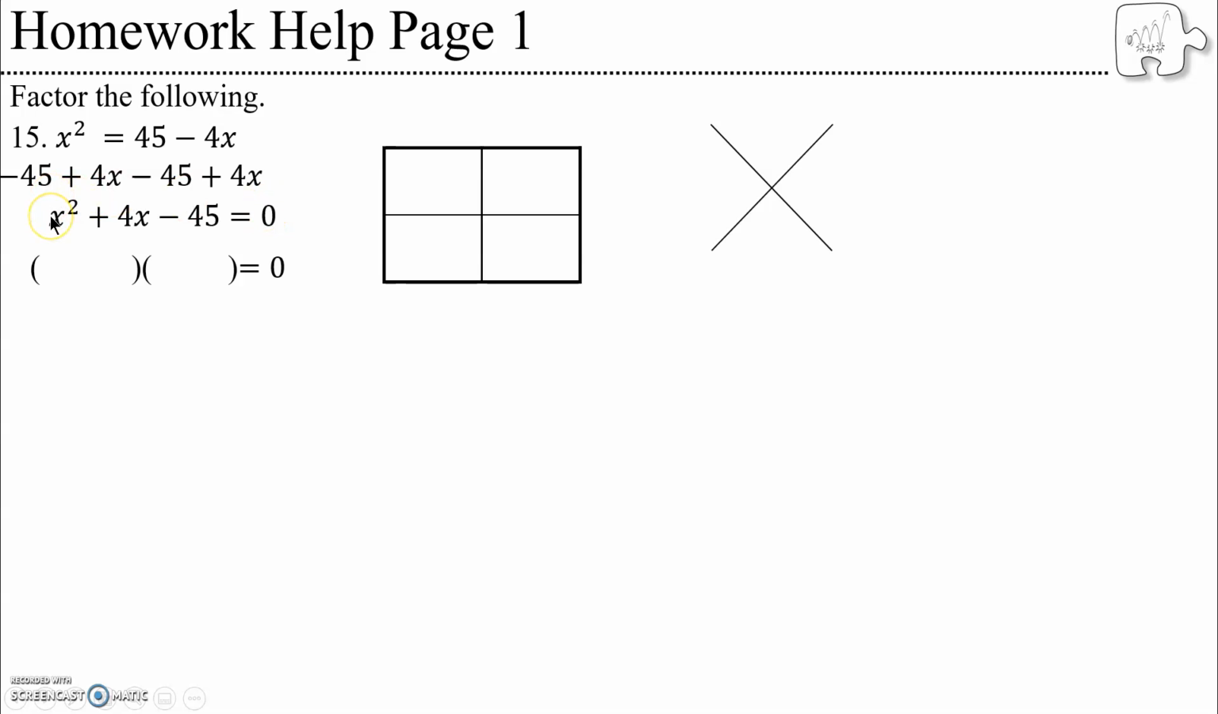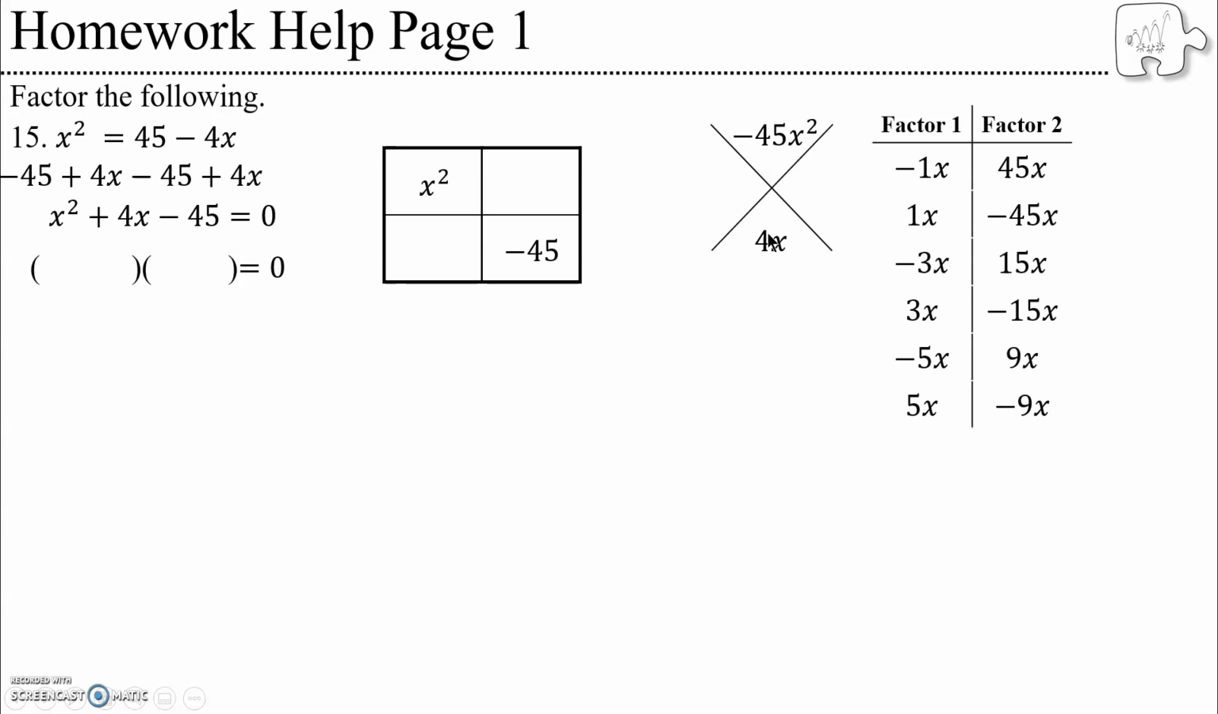So now we put the first and the last in the corners. X squared and minus 45. Multiply x squared and minus 45 together, we get negative 45x squared. The middle term goes down on the bottom. So now we're looking for factors of negative 45x squared that add to 4x.